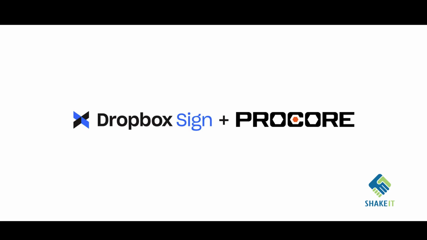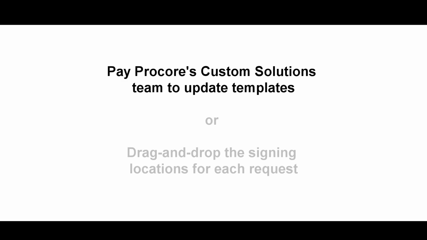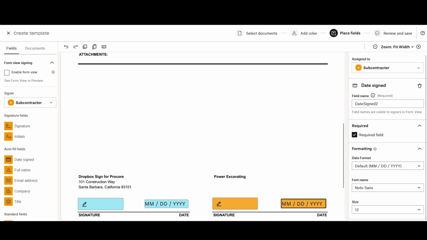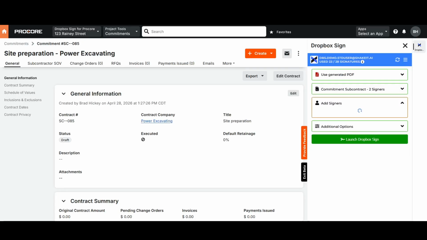In this video, we are going to cover a new feature called Request Templates. Prior to this release, there were two options for adding signing locations to the main Procore contract. Either pay Procore's Custom Solutions team to update your templates, or drag and drop the signing locations at the time of generating a request. Request templates allow you to predefine the signing locations for your main Procore contract. Then, when sending a request, you can apply a template and have the signer roles and locations applied instantly.